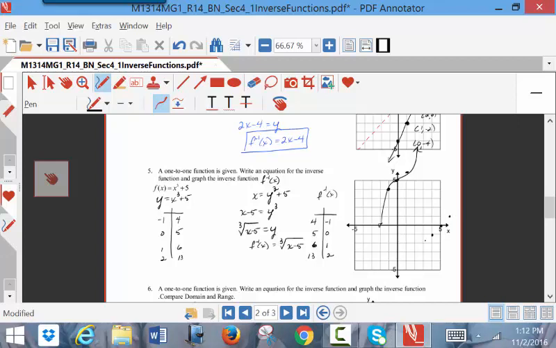So what would it look like? It would look something like that. So that's how they would look. So if you were to put in here the line y equaling x, they would be reflections over that line. Fun stuff.